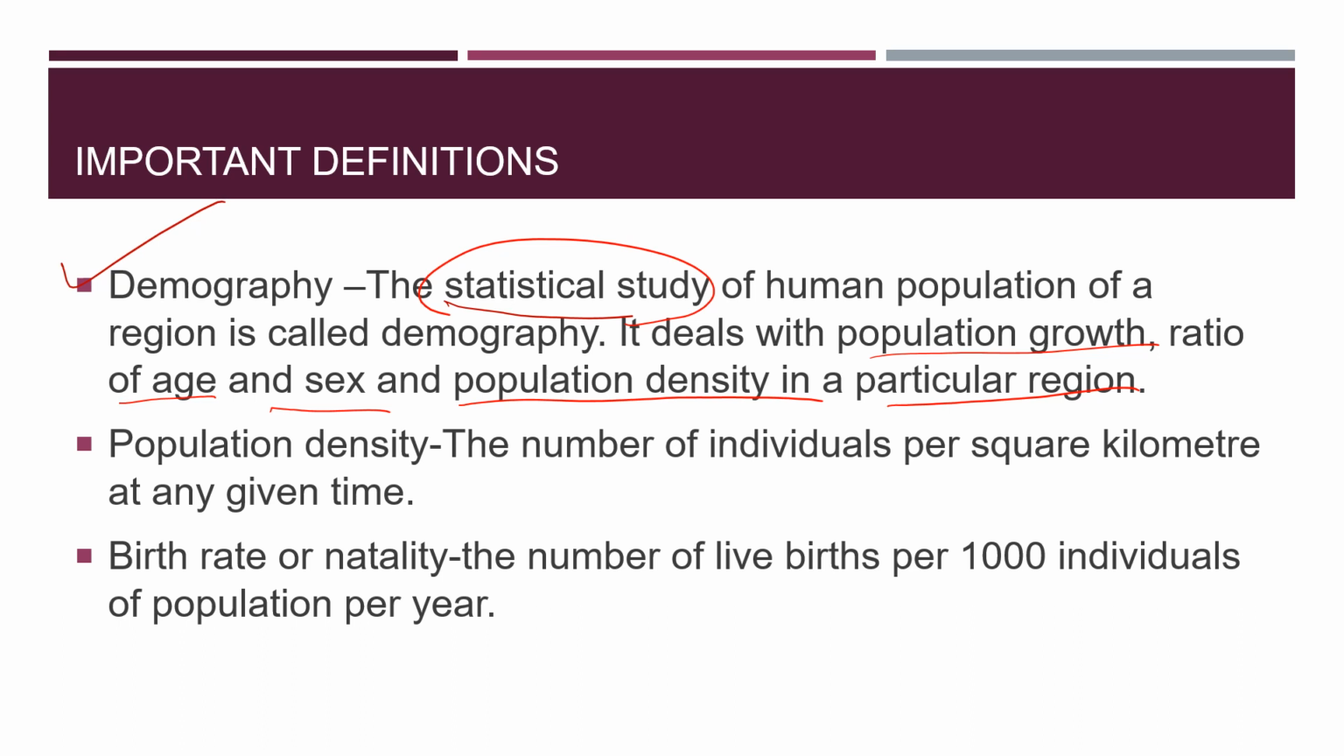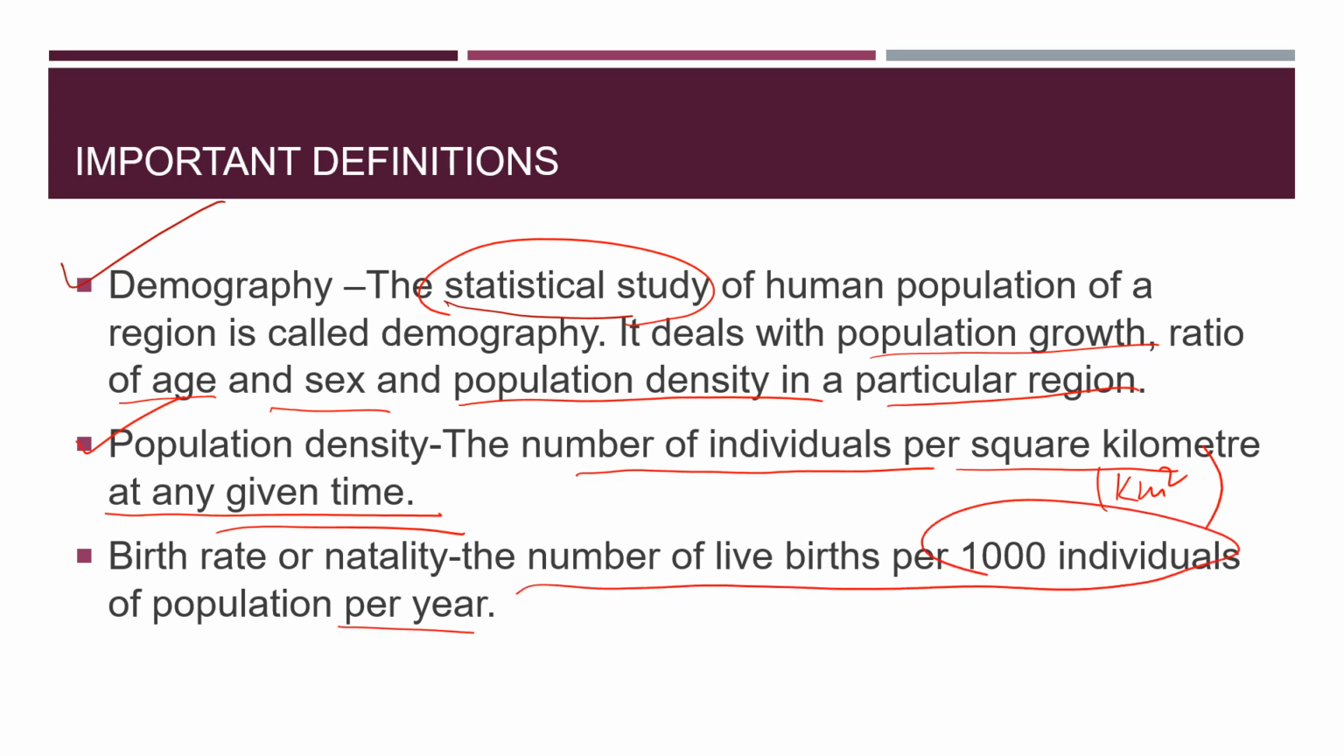Now what is population density? The second one: population density is the number of individuals per square kilometer at any given time. Again, what is the birth rate? The number of live births per 1,000 individuals of population per year. This is called the birth rate or natality. So the number of births per 1,000 individuals of the population per year is called the birth rate.